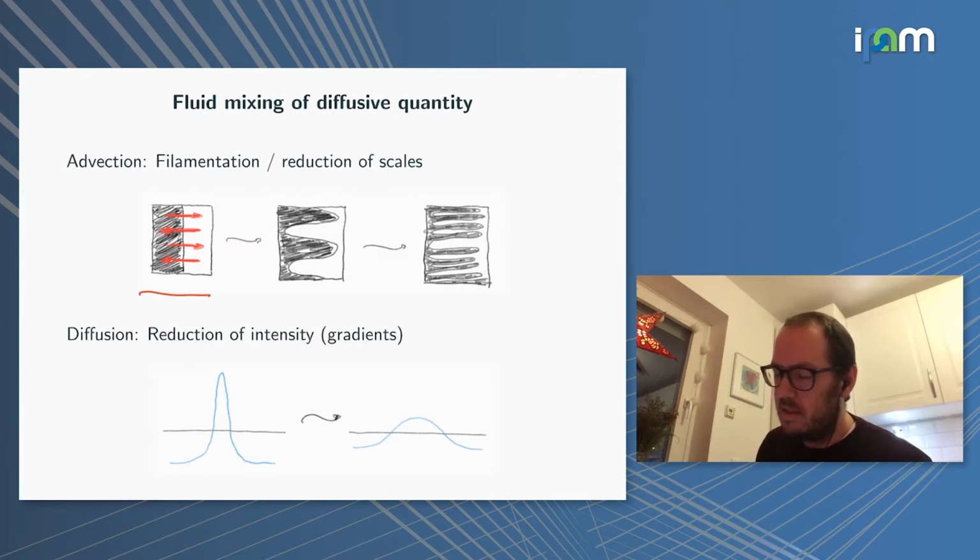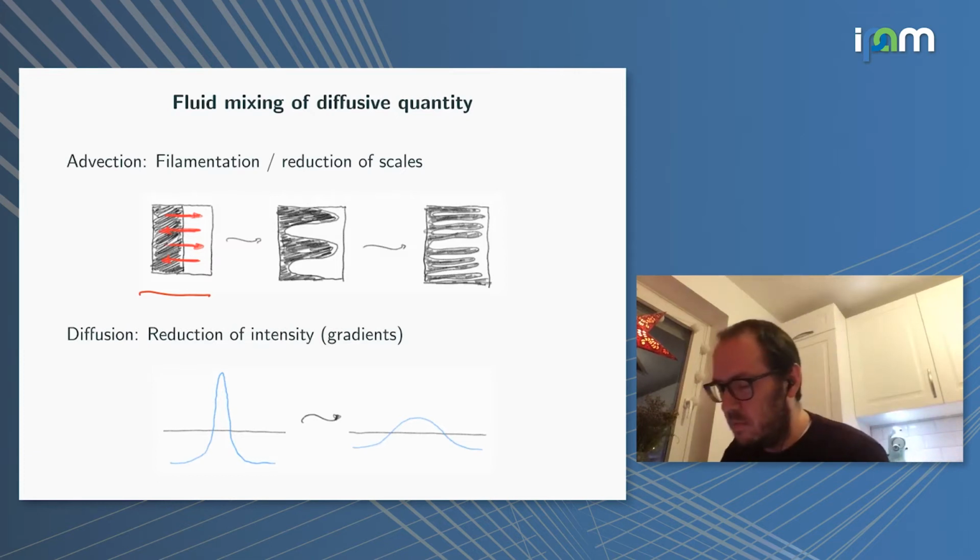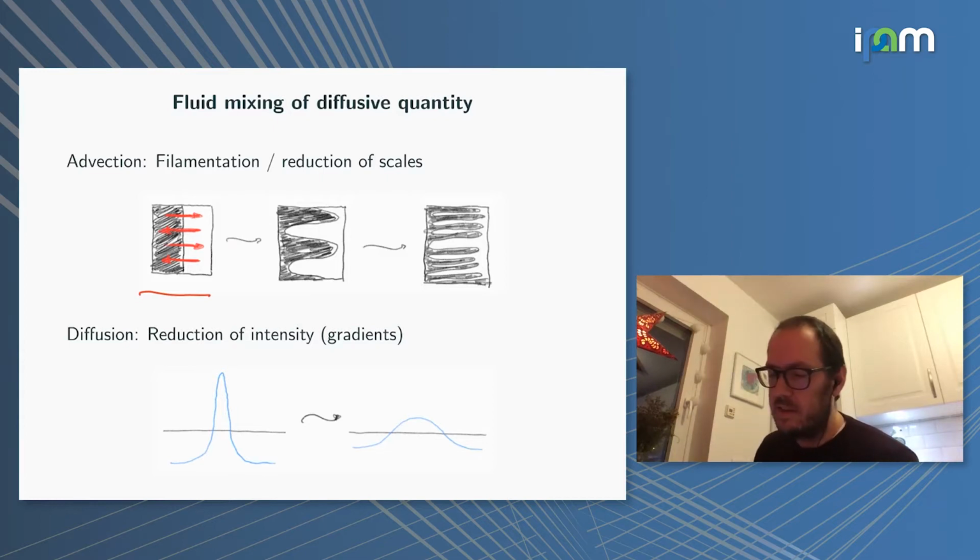The other possibility that I allow in this model is mixing by diffusion. While advection acts on the scales by creating filaments, diffusion acts on the intensity, or maybe even better on the gradients of intensity. So, for instance, if I have a configuration which has a very pointed intensity somewhere, then the diffusion will act in a way that it smooths out this sharp gradient.